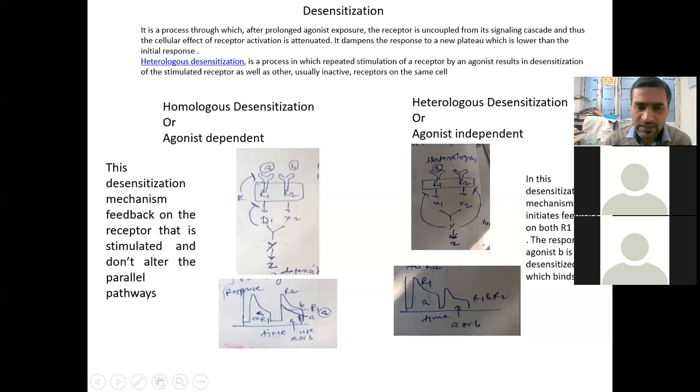When it will stimulate this response. So when you are using this X1, then this will come down, and R2 response still remains the same. So this is called homologous response. That means it is not inhibiting both the receptors.